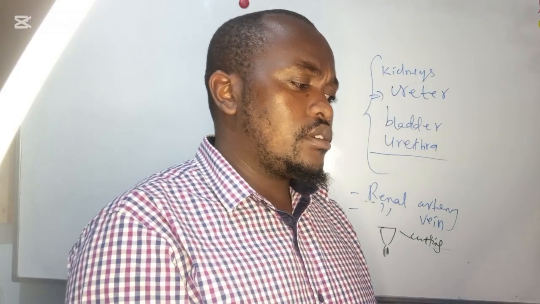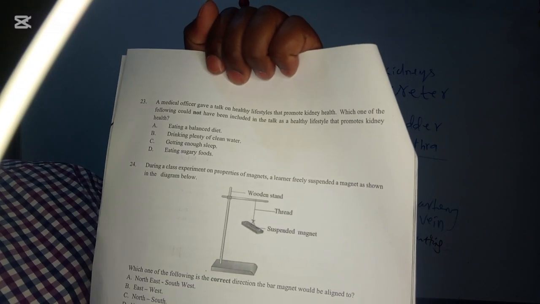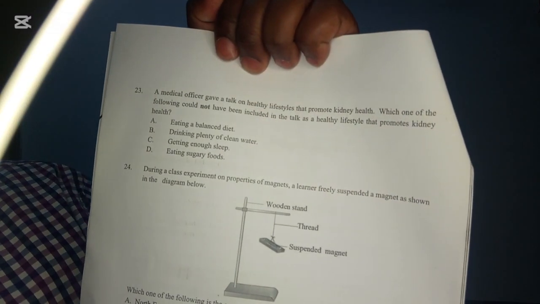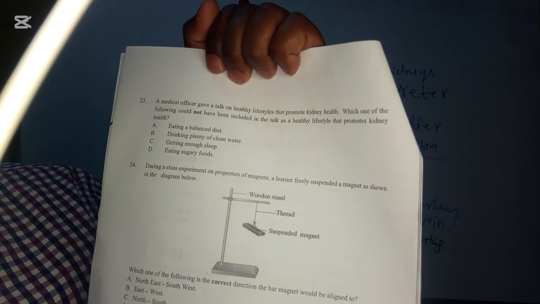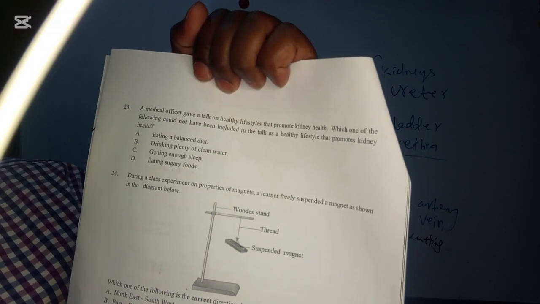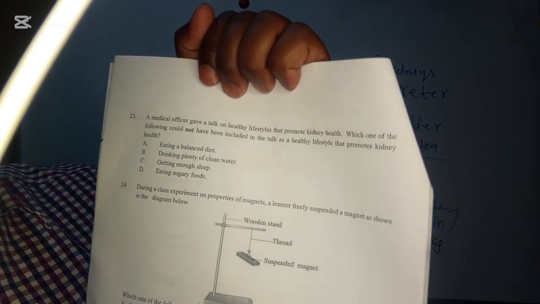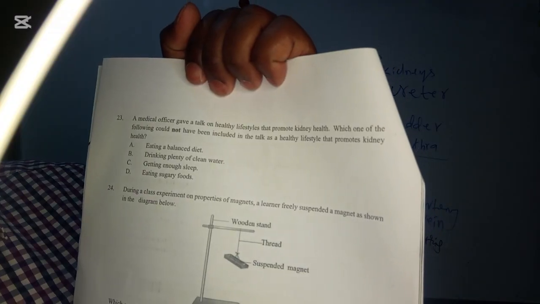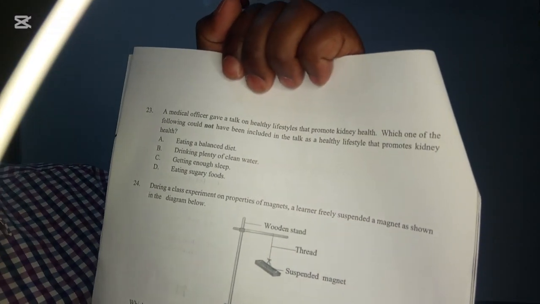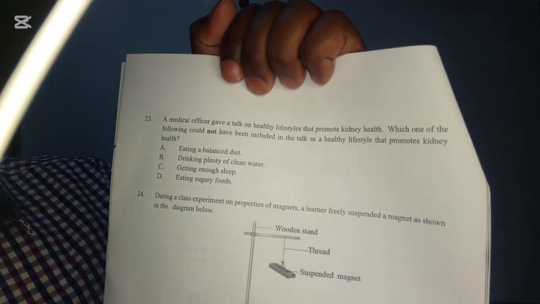Question 24. A medical officer gave a talk on healthy lifestyles that promote kidney health. Which one of the following could not have been included in the talk as a healthy lifestyle that promotes kidney health? So which one is not included? Eating a balanced diet, we know it is healthy for all your organs, including the kidneys. Drinking plenty of clean water is particularly important for the kidneys. You drink a lot of water so that you avoid infection.